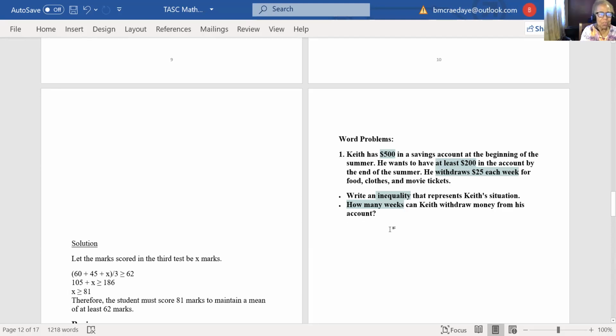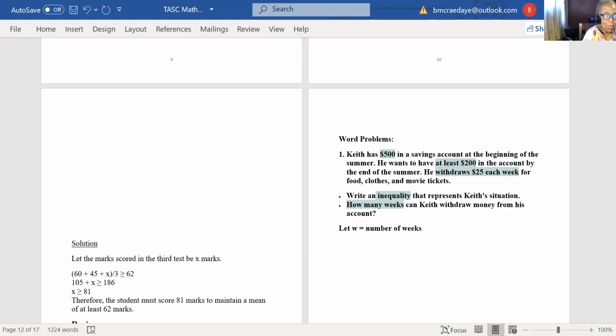Okay. Now, so you see what you're given. Starting with $500, he wants to have at least, so that means greater than or equal to $200 by the end of the summer, and he's taking that $25 each week. So first, we're going to define the amount for the week. So we'll let W equal the number of weeks. All right, W will represent the number of weeks.